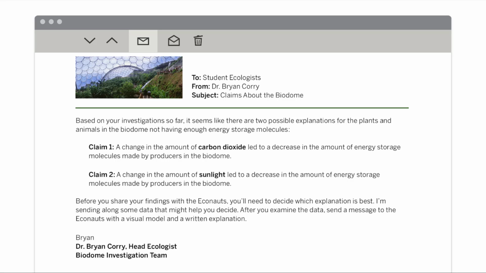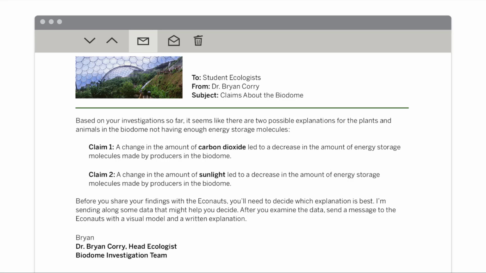Dr. Corey has sent us some evidence about the carbon dioxide and sunlight in the biodome in order to help us choose between the claims. Let's read the message to find out more. Based on your investigations so far, it seems like there are two possible explanations for the plants and animals in the biodome not having enough energy storage molecules.